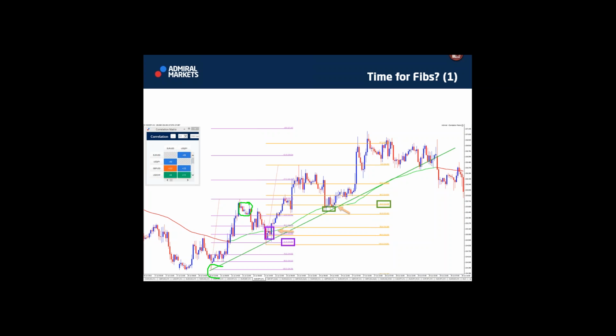Stay on the hourly chart. Put a swing fib from here to here and look for the retracements. We get the retracement and get another impulse. So as you can see, impulse, correction, impulse, correction, impulse.